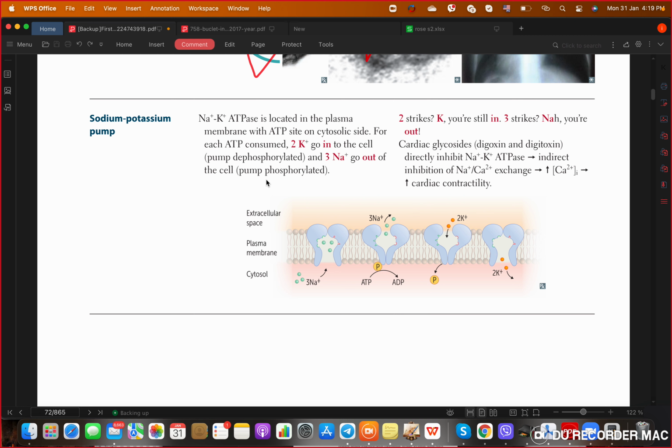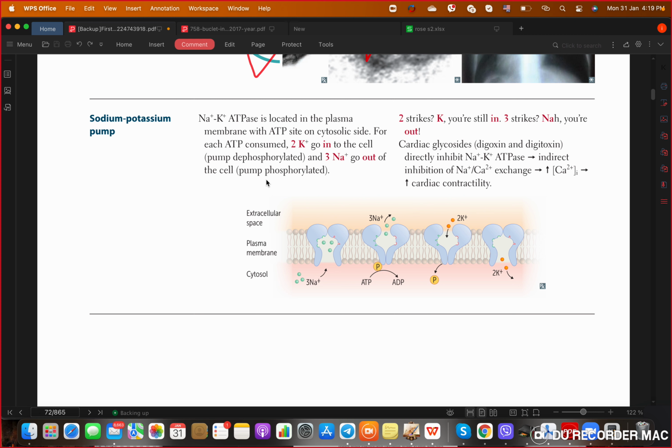So, cardiac glycosides, like aminoglycosides, I mean glycosides like digoxin and digitoxin. Digitoxin is not used anymore. Why? Because its therapeutic window is so narrow, it was impossible to control it.